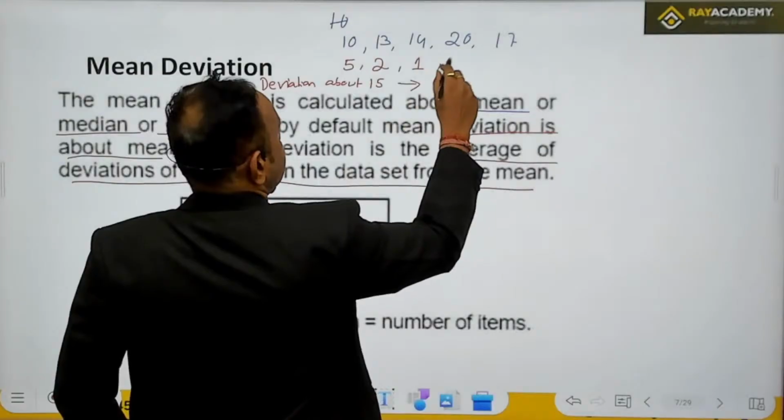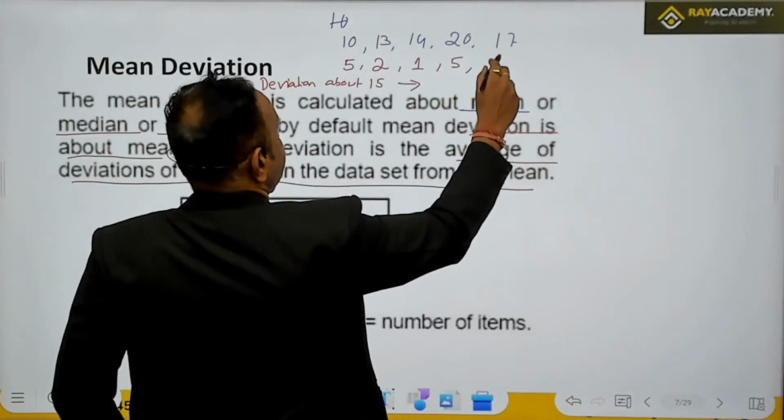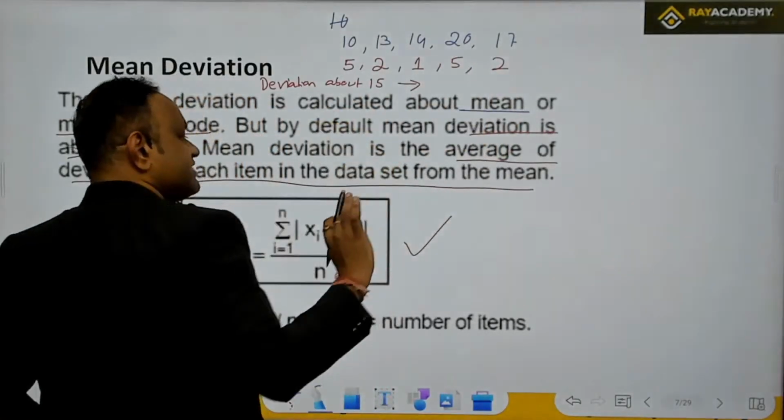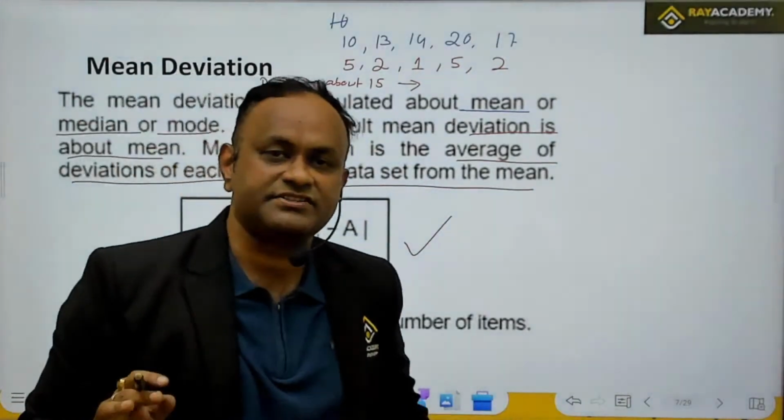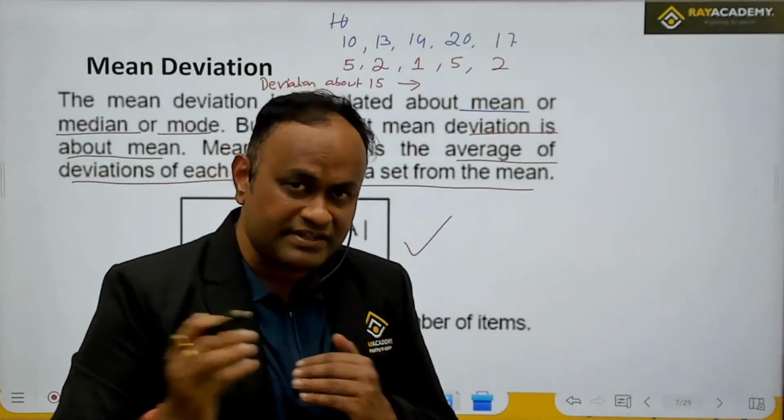20 and 15, the deviation is 5, and 15 and 17, the deviation is 2. So this is the simple meaning of deviation. Deviation means about some number, what is the difference.